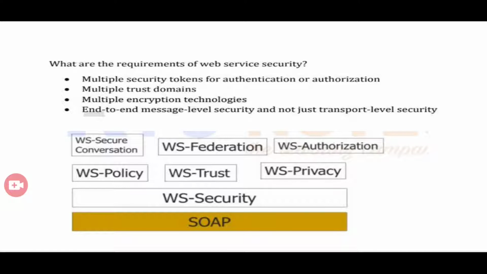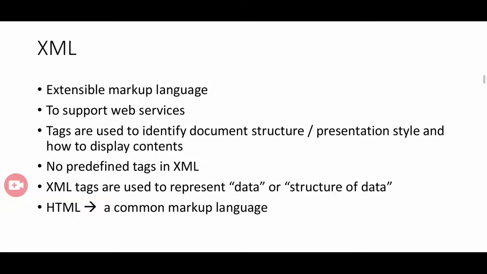So we have a number of mechanisms for providing web service security. We have WS Secure Conversation, and a number of organizations are there. WS Federation, WS Authorization, WS Policy, WS Trust, Privacy, Security. Along with some protocols. SOAP is a protocol for providing some sort of security to the web service. Okay. So this is the introduction part.